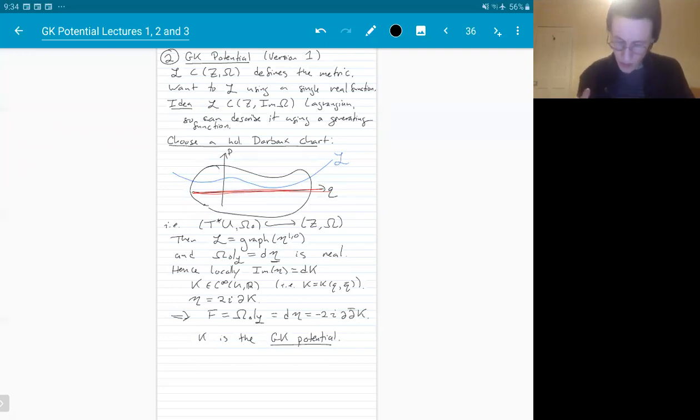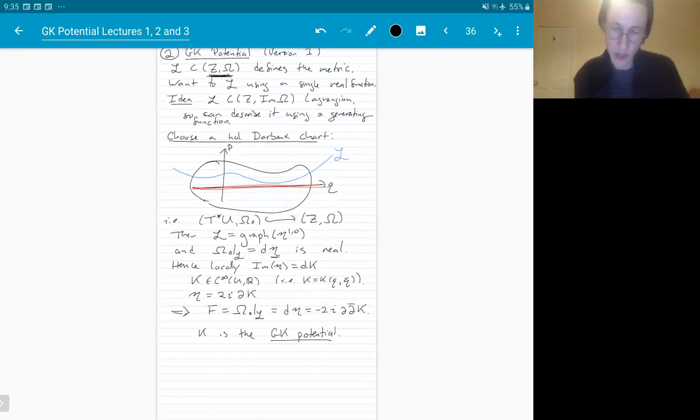So for this way of defining the generalized Kähler potential, it really depends on being able to choose this Darboux chart. Maybe one difficulty is that Z might not have a global Darboux chart. The second version that I will present will be much more along the lines of what you're asking about. So let me just postpone answering your question until later.